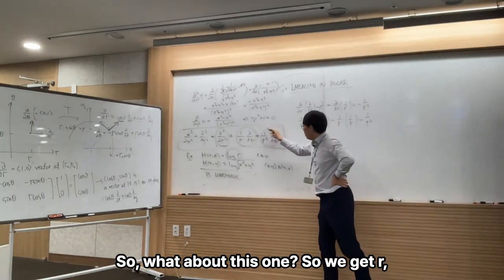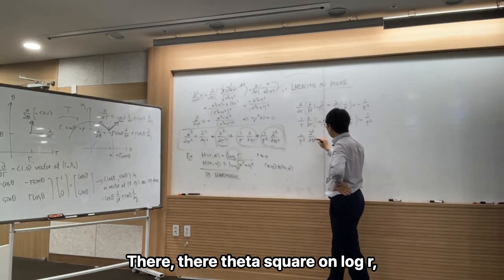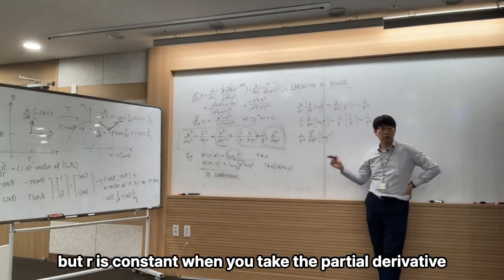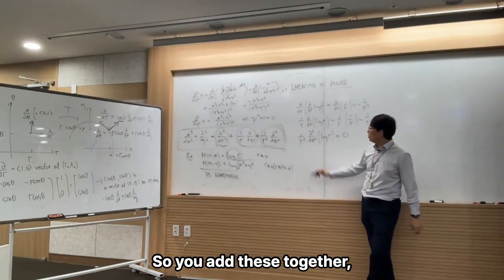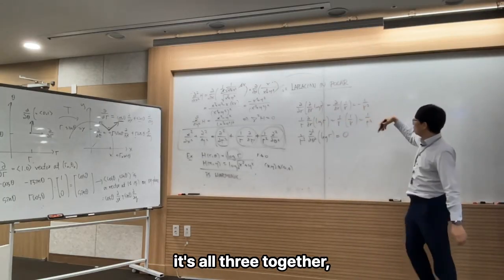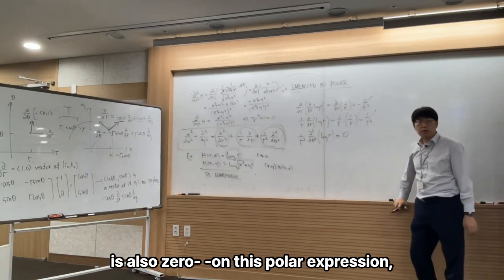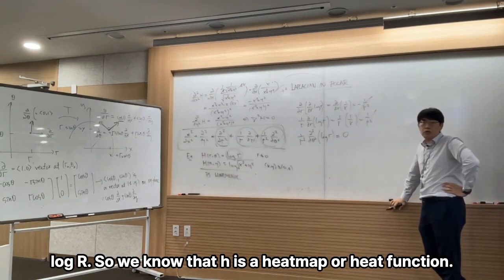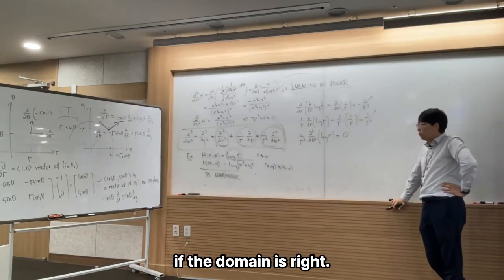Okay. So what about this one? So we get 1 over r squared times the second derivative in theta of log r, but r is constant when you take the partial derivative in terms of theta, so it's 0, right? So you add all three together, you get canceling out, right? So you know that the Laplacian is also 0 on this polar expression log r. So we know that H could be a heat function if the domain is right.